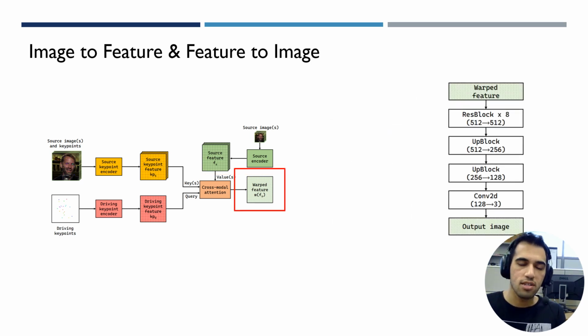And the other part is the part where we have this latent representation and we want to generate an image. So in the end, when we have this warped feature space, which is a representation with 512 channels, it passes through a bunch of 8 residual blocks and some up blocks, and eventually we're going to have this 3-channel RGB image, which is going to be our image that we want in the output.